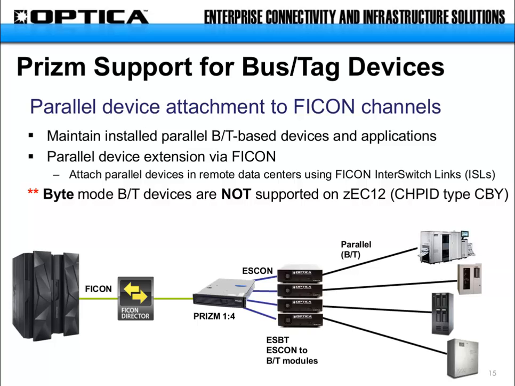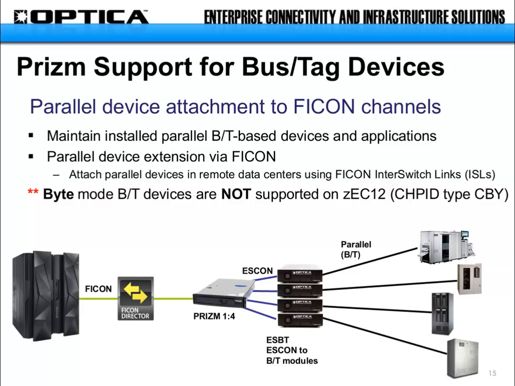The Prism itself produces a native ESCON channel, and that's chipped type CNC. Your existing converter, if you have a bus and tag device, attaches to a CVC channel. That CVC channel is a converted mode ESCON channel. So this is very different technology. That existing converter cannot plug into Prism and support a bus and tag device, and that's why you have to replace it. Simple upgrade to the ESBT module is shown here.